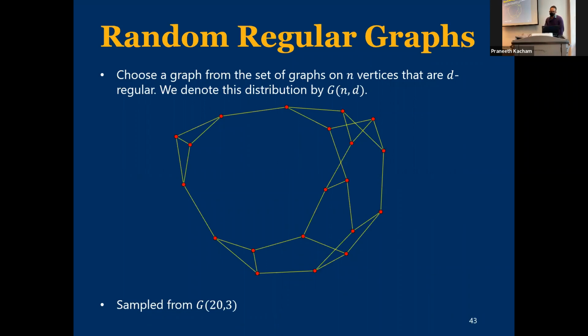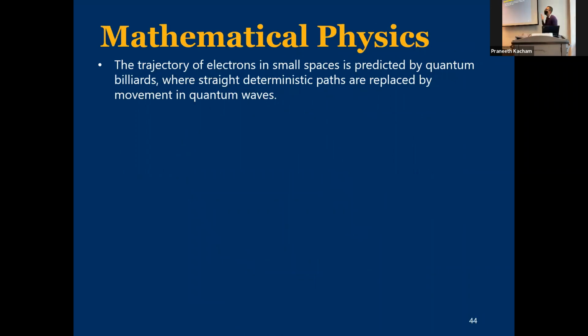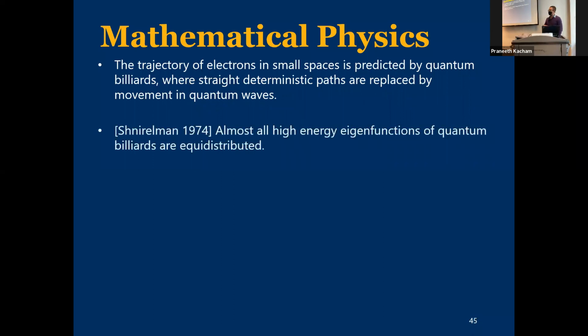The other thing that it's worth mentioning is that there's motivation here from mathematical physics. The trajectory of electrons in small spaces is predicted by what's known as quantum billiards, and loosely what we're talking about is dynamical billiards replacing deterministic paths by movement in quantum waves. So Schnirelmann had this famous result from the 70s, which says that almost all high energy eigenfunctions of quantum billiards are equidistributed.